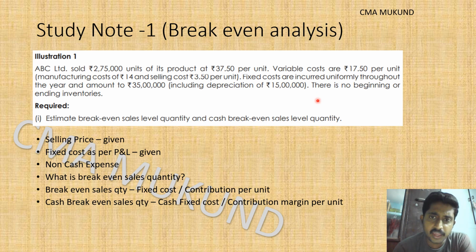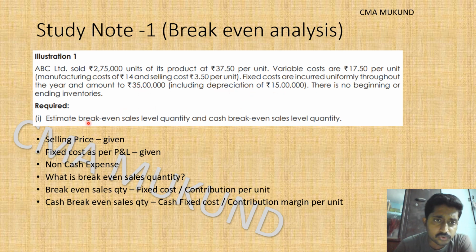Based on the ability of a product to cover a portion of fixed cost, the selling price of the product will be determined. This is very helpful in decision making, especially from the product pricing perspective. And if we want to quote for a tender, for all kinds of costing we have to use this methodology for pricing. This is the practical thing I shared. The selling price is given in the question. Fixed cost is given as per the P&L, 35 lakhs, which includes depreciation.